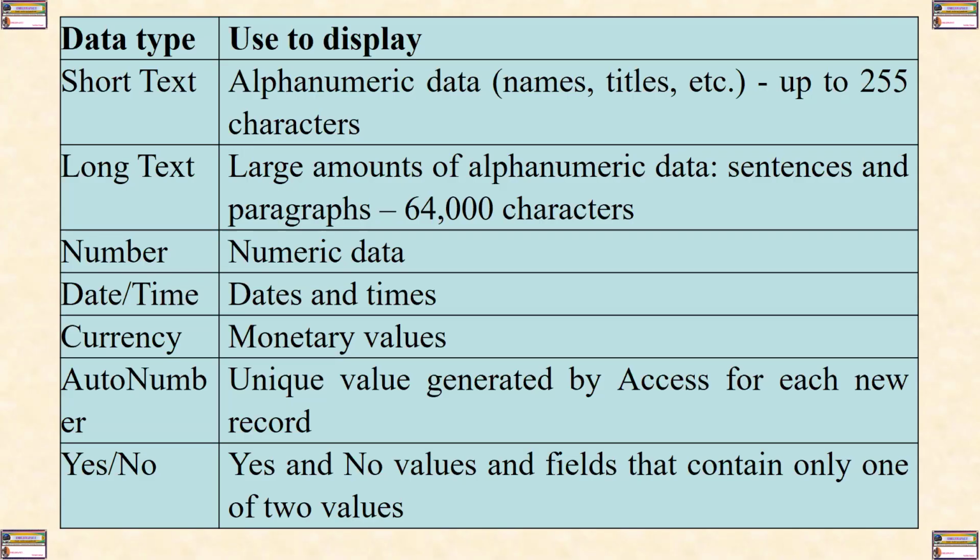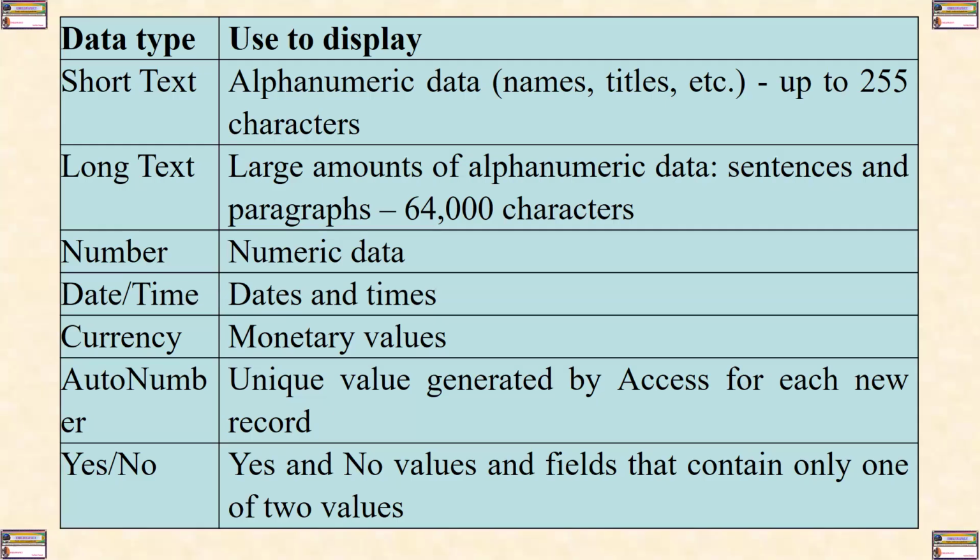You also have what we call the long text. Long text is used for holding large amounts of alphanumeric data, such as sentences and paragraphs, all the way to 64,000 characters. This is like a passage. Now, the difference between short text data type and long text data type is that short text is used for holding text that is of fewer characters, from 2 characters all the way to 255. The long text is used to hold passages.